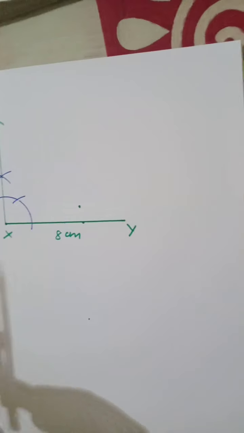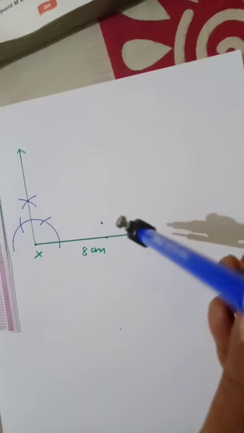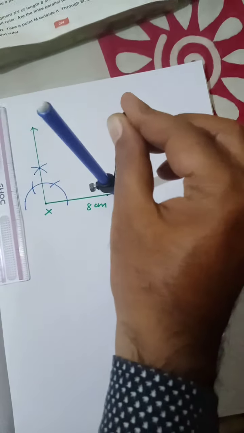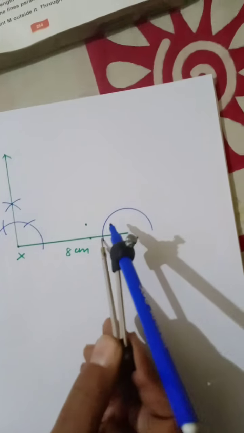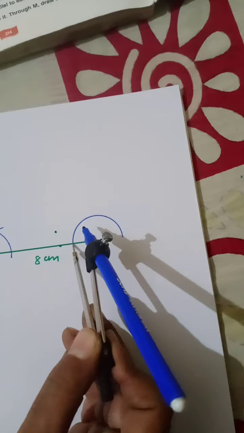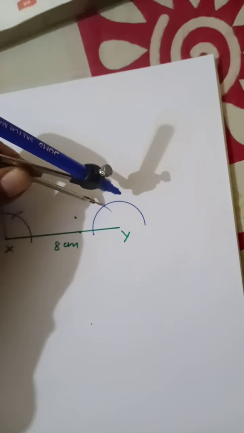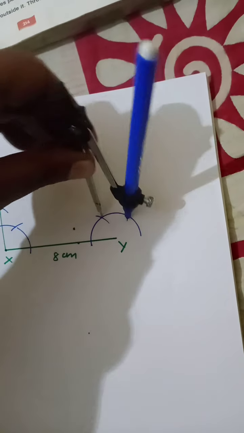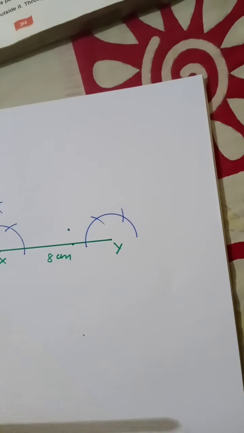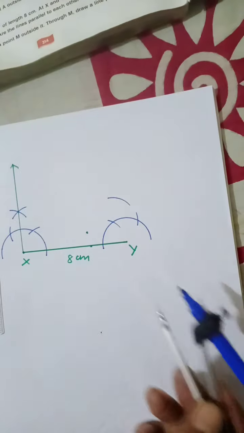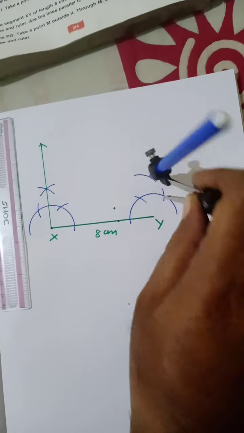Same we will do at Y. Now at Y we will draw an angle of 90 degrees. So put the needle at Y and draw an arc like this. This time we will start from here because our line segment is to the left. This angle is of 60 degrees, and this is of 120 degrees. Now one arc from 60 and one arc from 120.